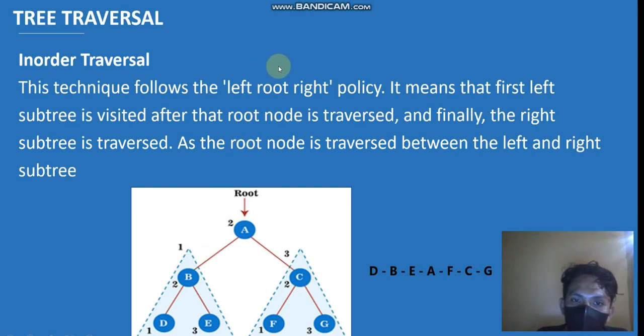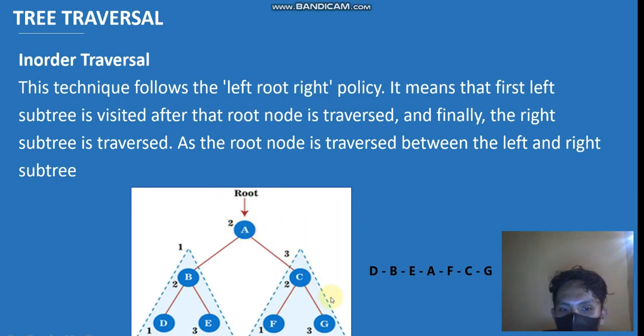The next is the root, which is B, a root node. So we get B, then the right, which is E. So D, B, E: left, root, right. Then we go to the right side next. Going to the right, we encounter a root, which is the next step. So we get A, the root.